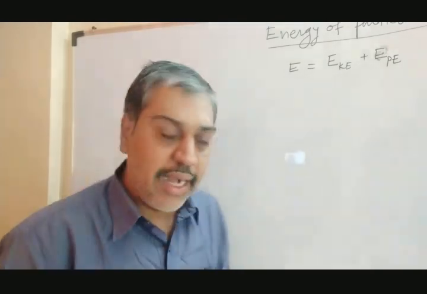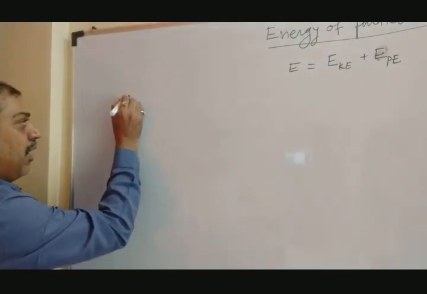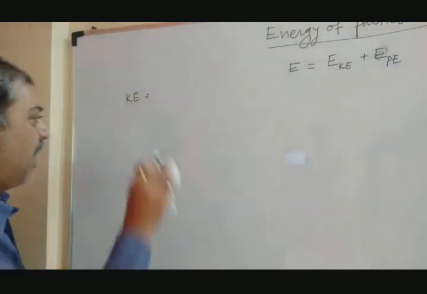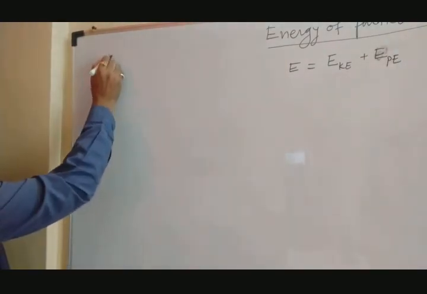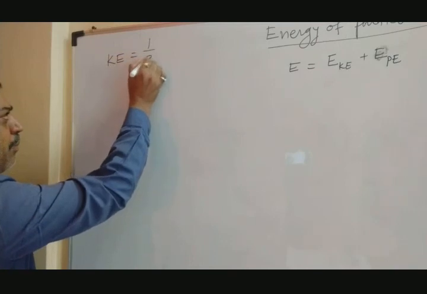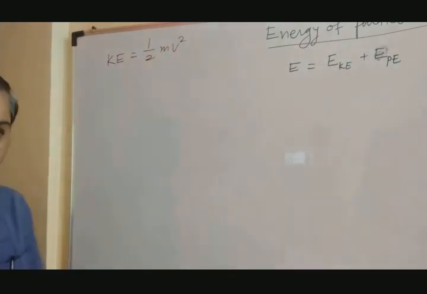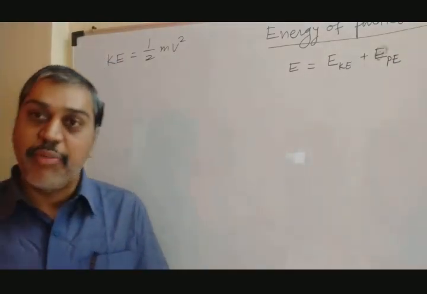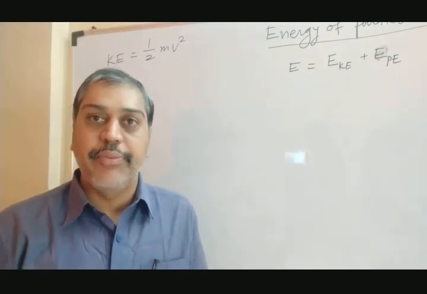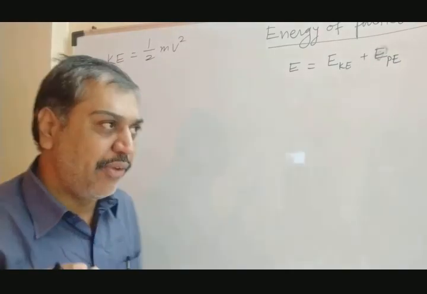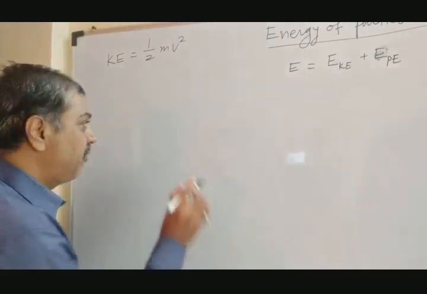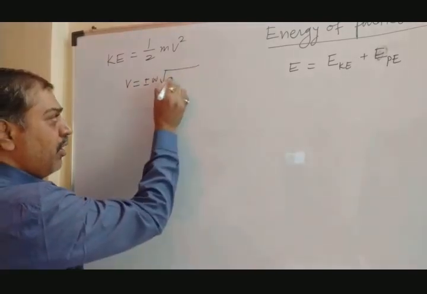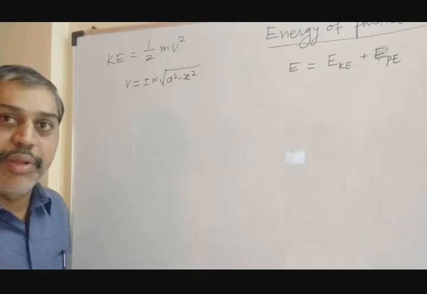We know the formula for kinetic energy of a particle can be represented by a simple mathematical equation. I will write it a little higher so we get a lot of blackboard to write. Kinetic energy equals 1 by 2 m v square. As we know, here the particle is performing simple harmonic motion. We have already derived the equations for displacement, velocity and acceleration. If you remember, the equation for velocity we have written as v equals plus or minus omega square root of a square minus x square. Such an equation we have already derived.